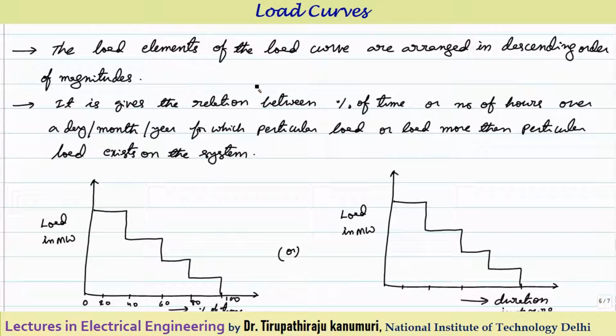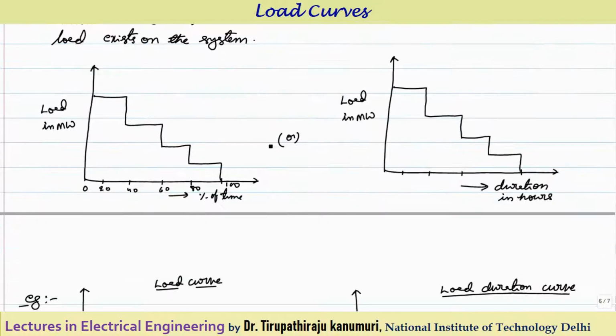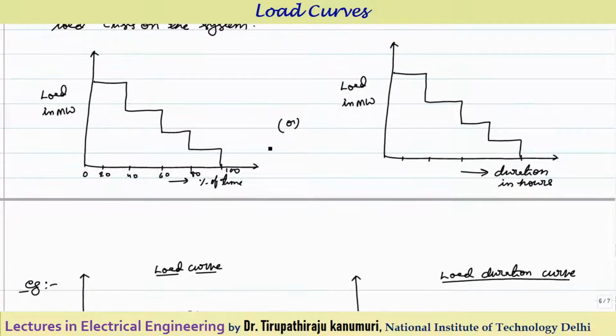For this, the load elements of the load curve are arranged in the descending order of their magnitudes, and it gives the relationship between percentage of time, either 0 to 100%, or number of hours over a day, which is 24, or a month, that is 30 or 31, or even a year, that means 8760 hours, for which a particular load or a load more than a particular load exists on the system. The theory will be confusing, so let us take one example so that this will be clear to you.